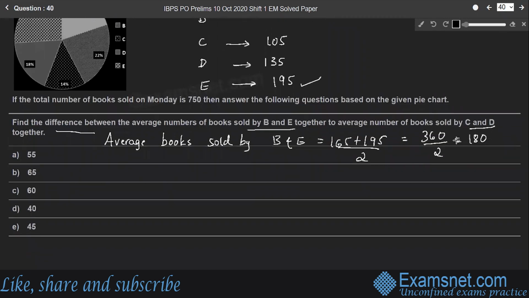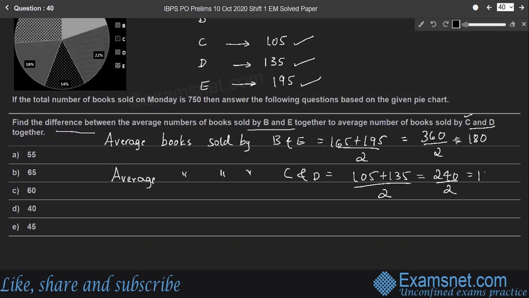And average books sold by C and D. So C sold 105, D sold 135. So 105 plus 135 by 2, which is 240 by 2, right? So it is 120. Therefore, the required difference is equal to 180 minus 120, which is 60. Therefore, option C is the right answer.